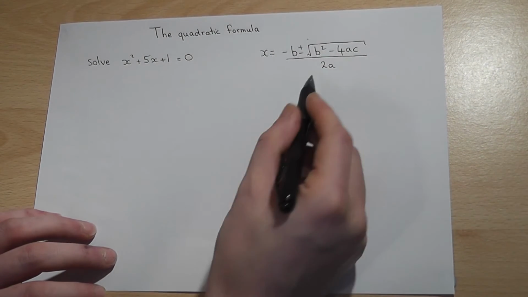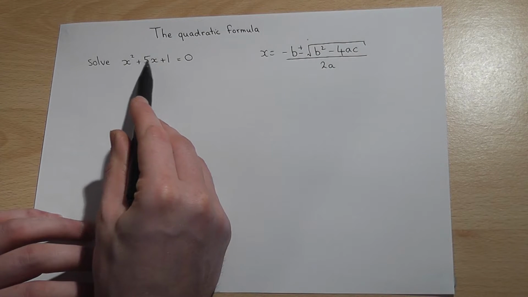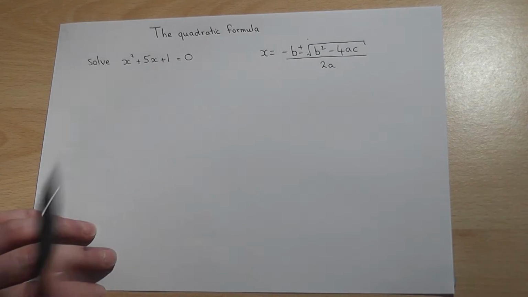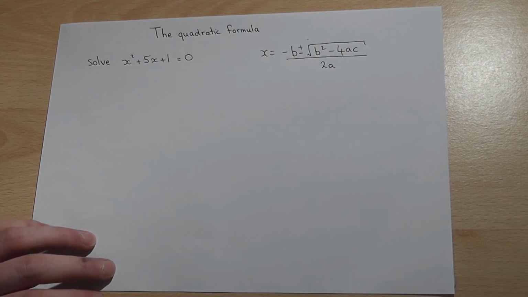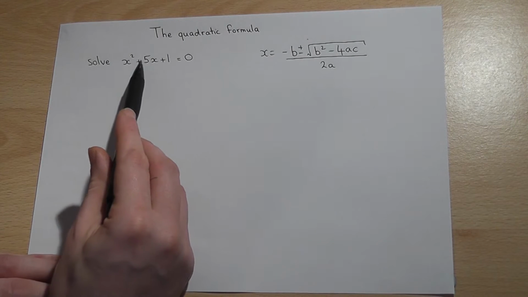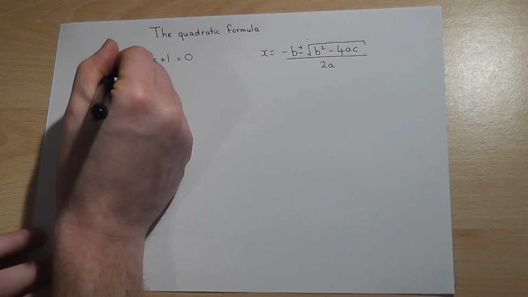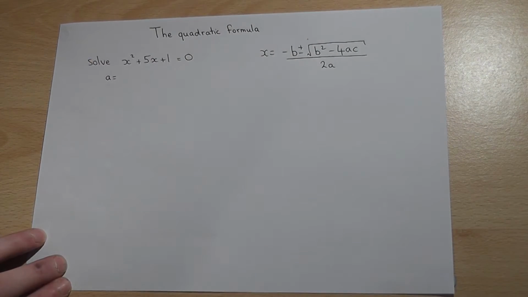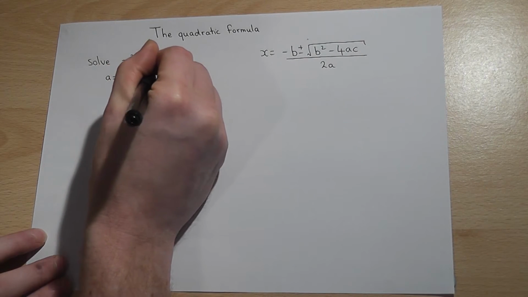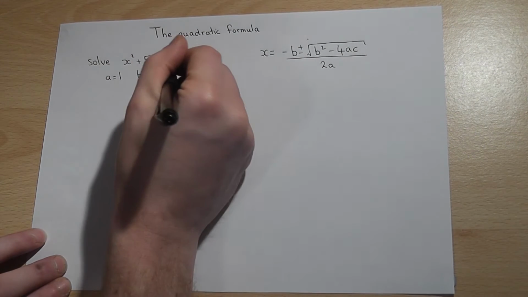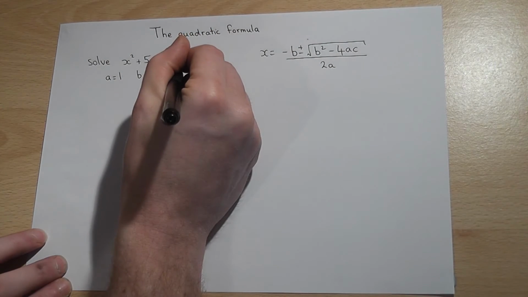Now this formula finds the solutions of x which make this equation equal to 0, and a, b and c correspond to the coefficients of each of the terms. So a is the number of x squareds, which is 1, b is the number of x's, which is 5, and c is the additional constant, which in this case is 1.